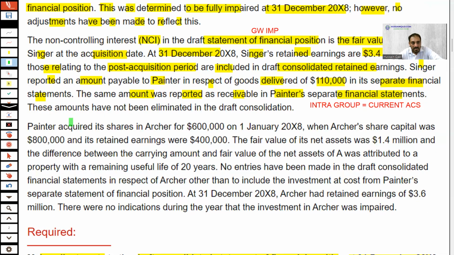Another, Painter's acquired shares in its shares occur 600,000.